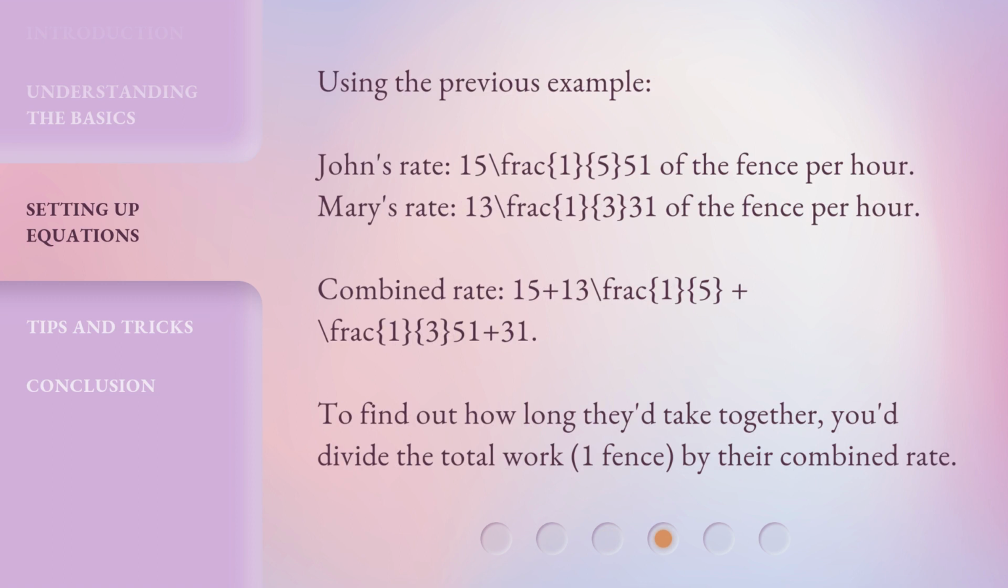Using the previous example, John's rate is 1/5 of the fence per hour. Mary's rate is 1/3 of the fence per hour. Combined rate: 1/5 plus 1/3, which is 3/15 plus 5/15. To find out how long they'd take together, you divide the total work, one fence, by their combined rate.